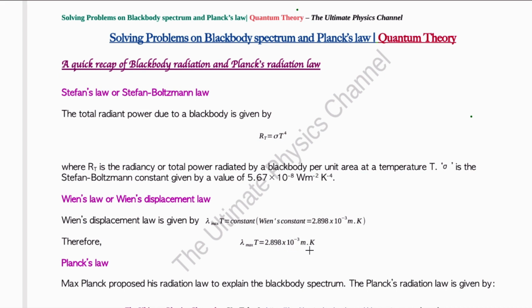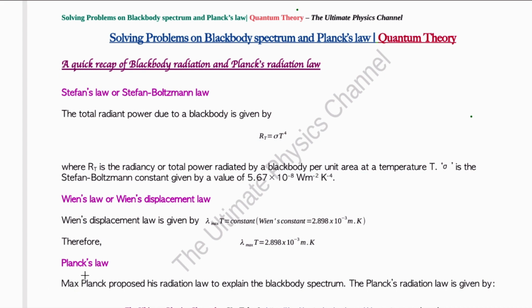Here the lambda max is the wavelength at which the energy density or the spectral intensity of a black body is maximum when the energy density is plotted as a function of wavelength lambda. So at lambda max the energy density goes to maximum.